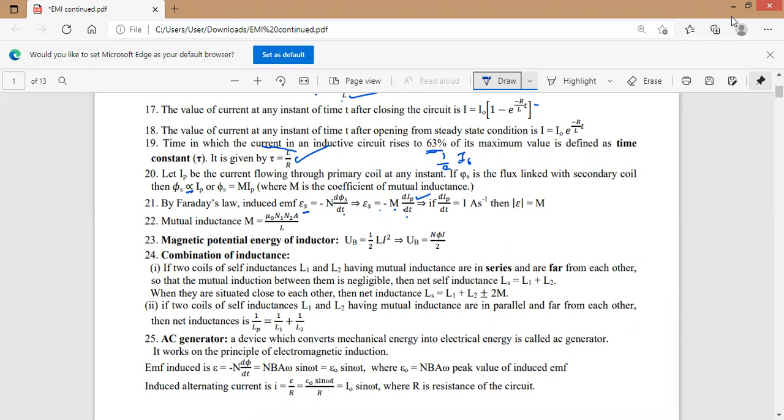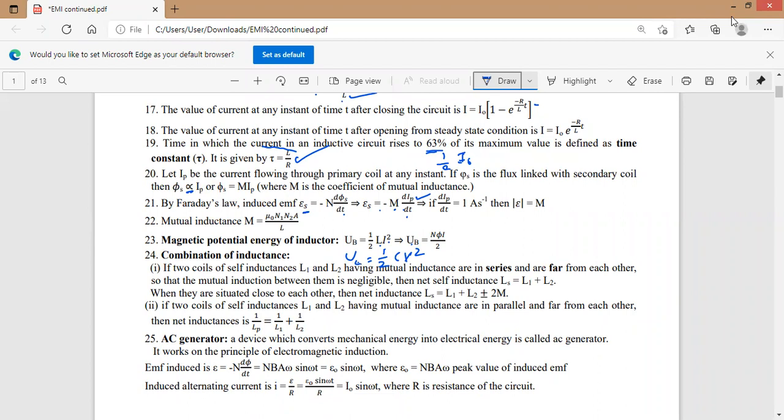Magnetic potential energy of the inductor, that is the energy stored in the inductor as magnetic potential energy, is given by half L I square, similar to the electrical energy stored in the capacitor, where the energy stored in the capacitor is represented by half C V square, where C represents capacitance. Here L represents inductance of the coil, V is the potential and I is the current. And U_B can also be written as N φ I by 2 according to this equation.